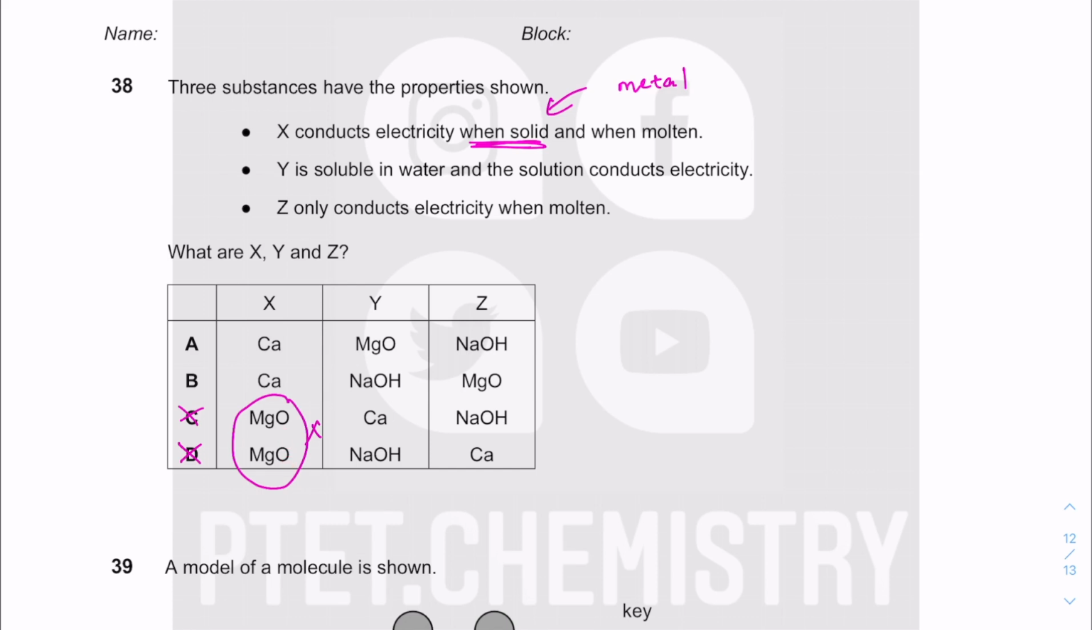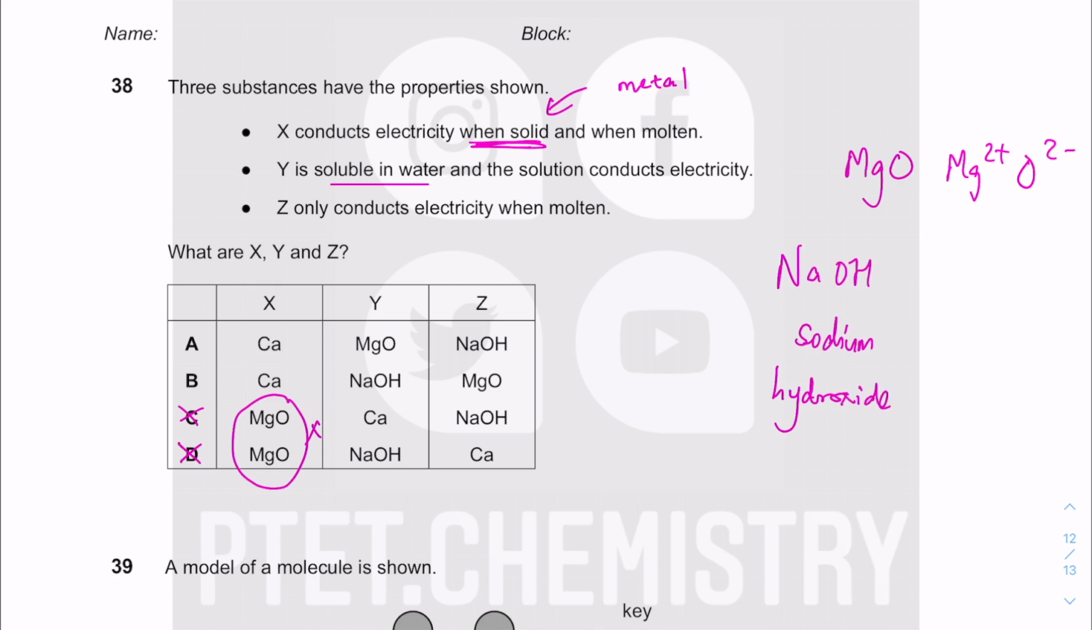So between A and B, Y is soluble in water and the solution conducts electricity. So when you have MgO, you have Mg2+ and O2-. When you have this thing called NaOH, the name is sodium hydroxide. Those who were there for the holiday extra classes, I briefly talked about polyatomic ions. So OH-, alright? The whole unit there consists of two atoms. You don't get them from the periodic table anymore. There are lists of tables where you need to know the formula of different polyatomic ions, and they are the tricky ones, alright?